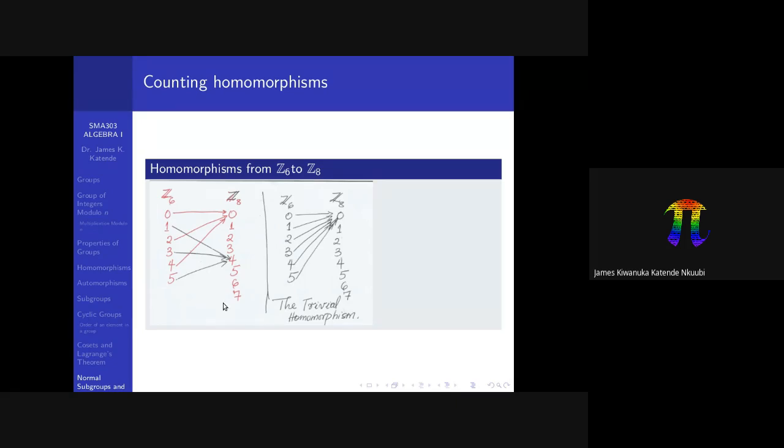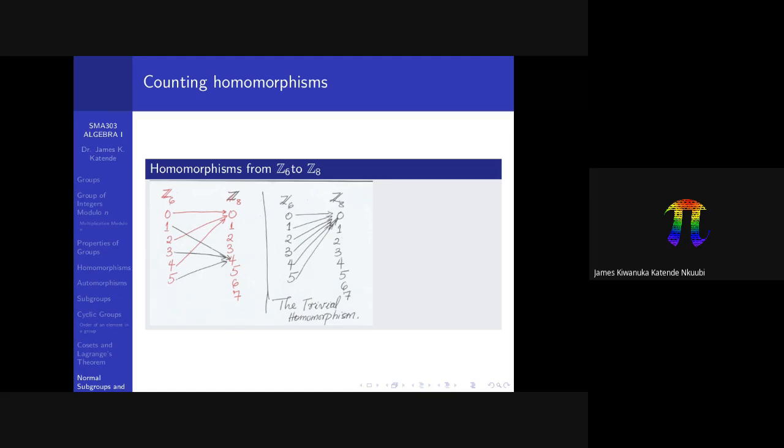So this is the only non-trivial homomorphism from Z6 to Z8. The other homomorphism from Z6 to Z8 is one where the whole of Z6 is the kernel. So everything in Z6 just goes to the identity in Z8. These are the only two homomorphisms you can get from Z6 to Z8. It's possible to work on a more complicated example, but it was best to start with a simple one.